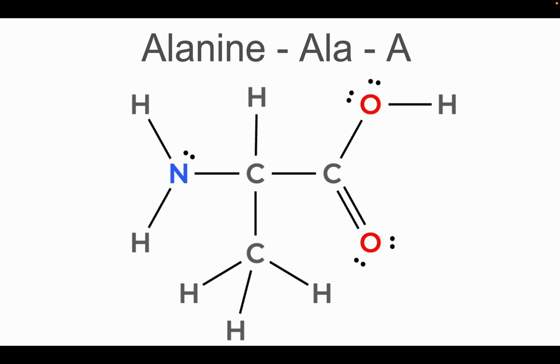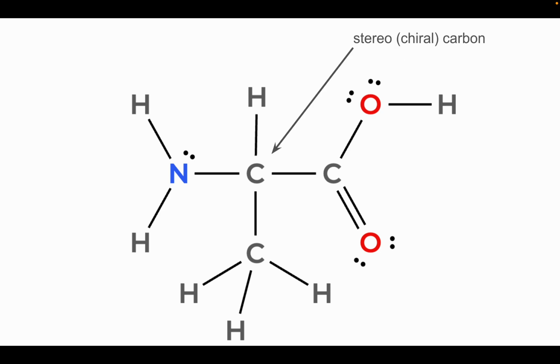And so we're going to be looking at alanine. The first thing that you have to notice is this central carbon. This is called a stereocarbon or a chirocarbon. The reason why it's called that is because it has one, two, three, four different groups bonded to it, right? Each one of these groups is different.